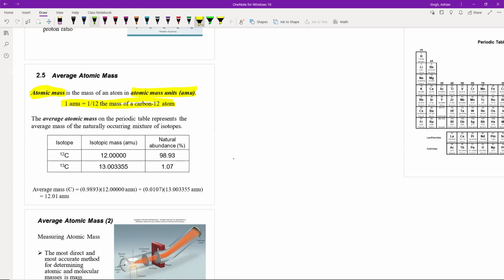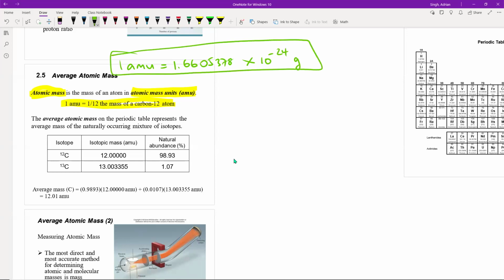Now, if you recall from the earlier sections, we know what an atomic mass unit is in terms of grams. An AMU is an incredibly small mass. Remember, these are masses of atoms, and atoms are incredibly small, so they have very, very small mass. It's about 1.66 times 10 to the negative 24 grams. So it's a lot more convenient to work with AMUs than with the actual gram number for the atomic mass.